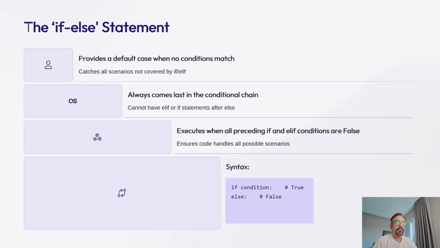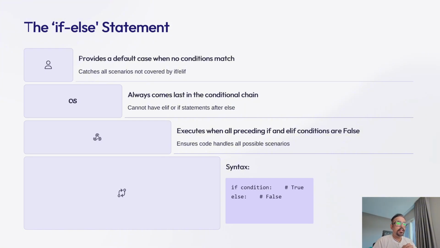You can use else with a simple if to handle binary choices, or at the end of an if-elif chain to catch all the remaining cases. So for example, when you are validating user input, if the user input is a digit, we process it.